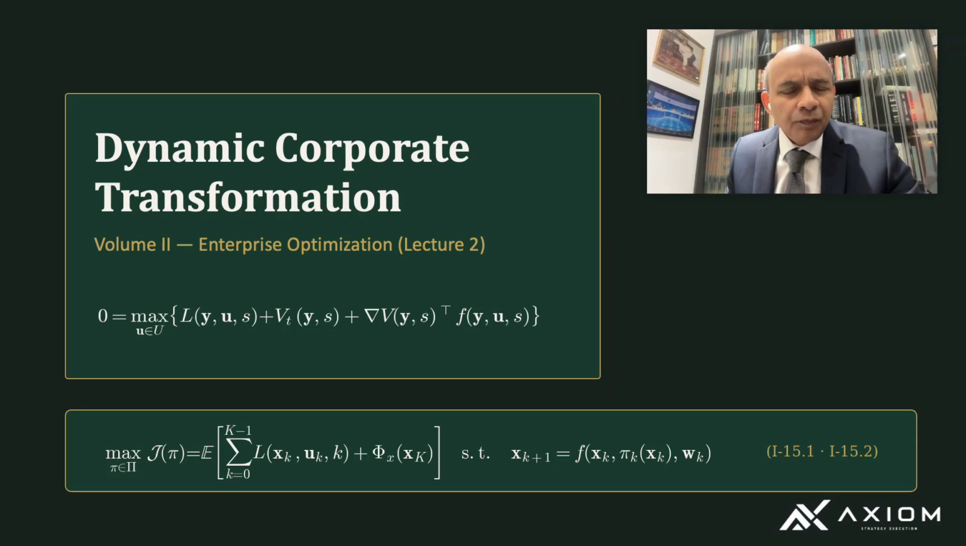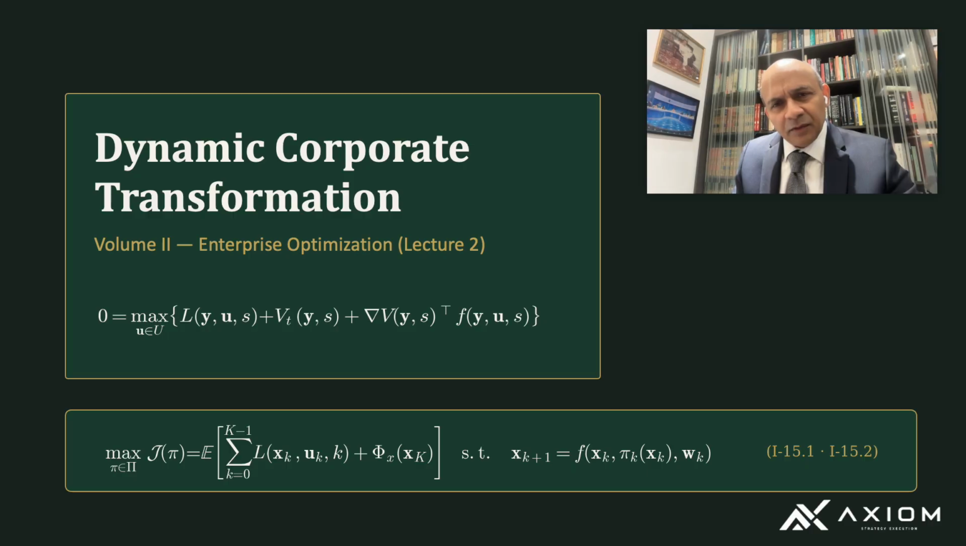Welcome to Lecture 2 on Dynamic Corporate Transformation, Volume 2, Enterprise Optimization and Applications. Volume 1 was a representation argument. The enterprise as a point in a declared state space, transformations as a monoid, four architectures assembled under compatibility conditions into a unified object, and the whole thing converging on the general enterprise optimization problem, subject to unified dynamics, admissibility, and the 5 constraint blocks.